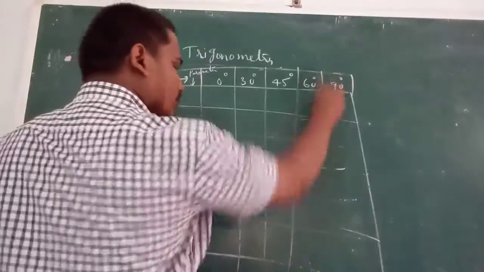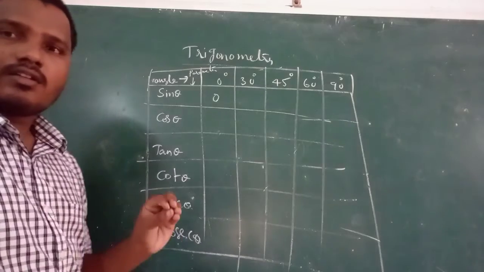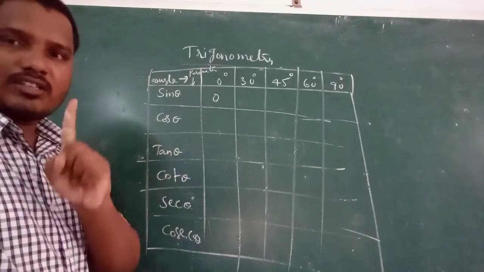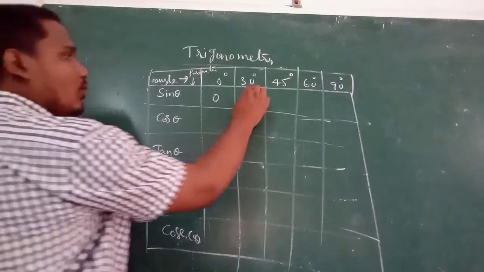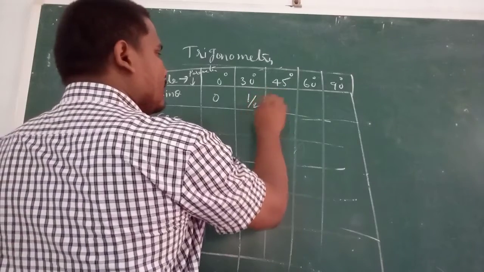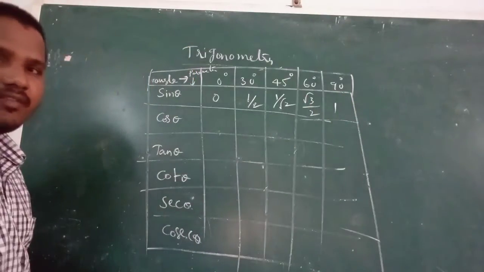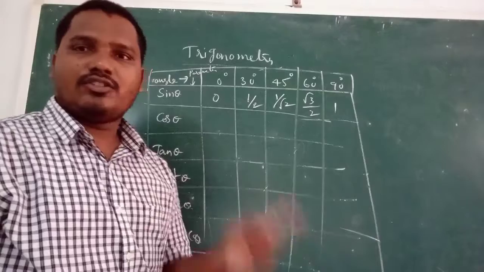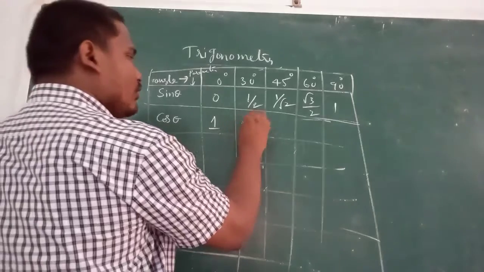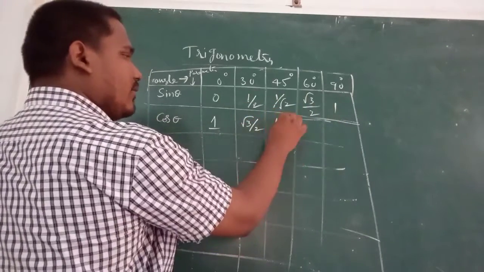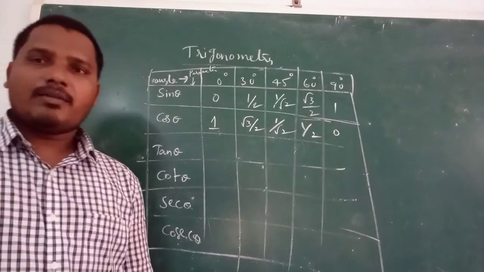Next, sin 0 is 0. If you remember the first sin values, then you get cos, tan, cot, secant, cosecant theta. 0, 1 by 2, 1 by root 2, root 3 by 2, 1. This is the sin value. If you reverse the sin values, then you get cos theta: 1, root 3 by 2, 1 by root 2, 1 by 2, 0. This is the tabular form of cos theta.